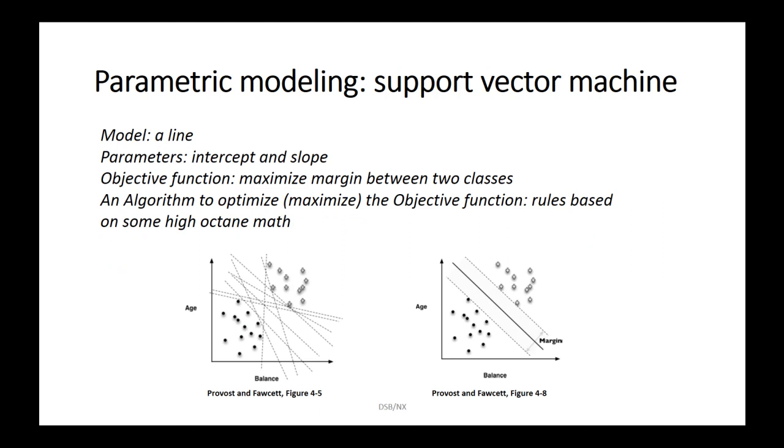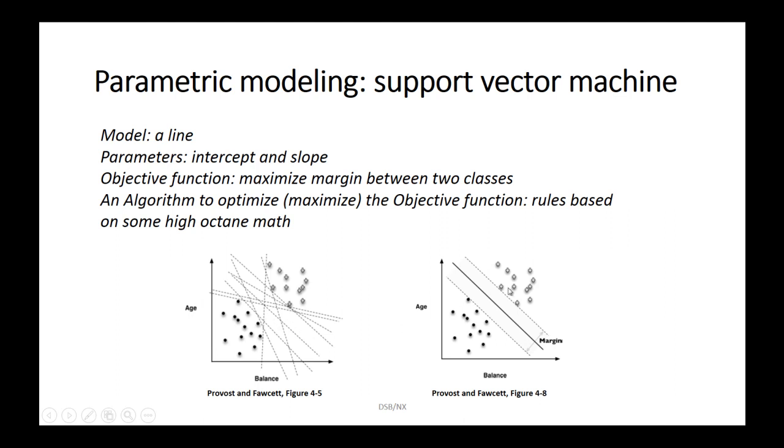Now let's look at another method of classification called the support vector machine, which differs from a linear discriminant in the objective function and the algorithm. Now let's look at the graph on the left. All these lines have 0 misclassification. Therefore, all these lines are equally optimal with respect to a linear discriminant.